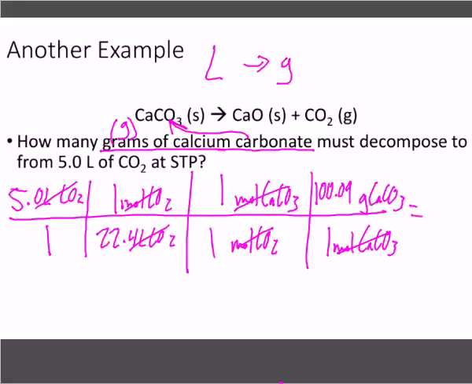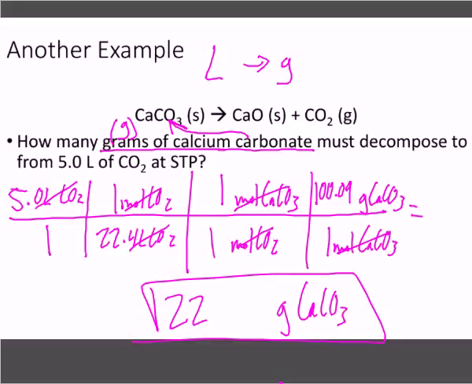All right. So when you go ahead and do this, 5 times 100.09 divided by 22.4 liters, what do we get for a final answer? Grams of calcium carbonate? 22 with sig figs? 22 grams of calcium carbonate. So if we wanted to produce 5 liters of carbon dioxide, we would need 22 grams of calcium carbonate to do that. All right? Questions? It's all coming back now, guys. Stoichiometry, told you, we're going to be using it the rest of the year.